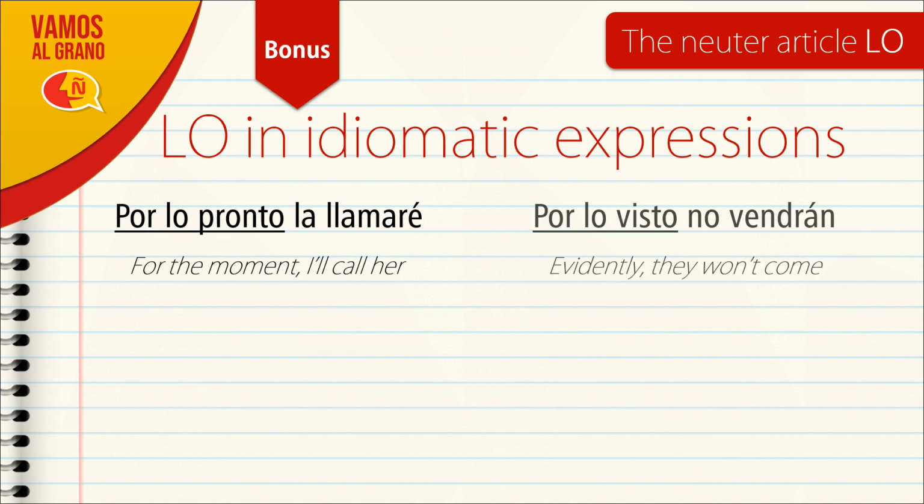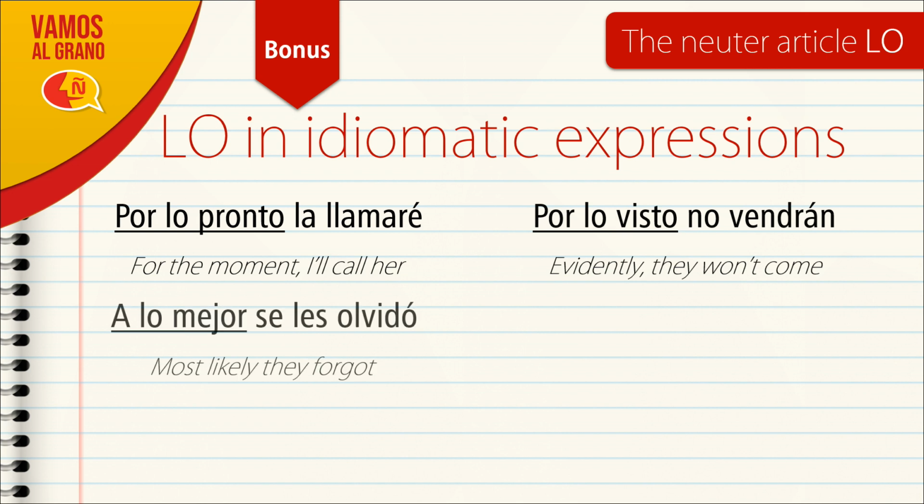Another idiomatic expression, por lo visto. Por lo visto means evidently or it seems. Por lo visto no vendrán. Evidently, they won't come. Another one, a lo mejor. This expression means most likely or maybe or perhaps. A lo mejor se les olvidó. Most likely, they forgot or maybe they forgot.